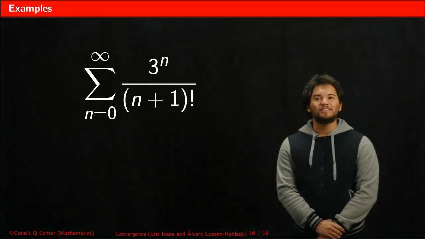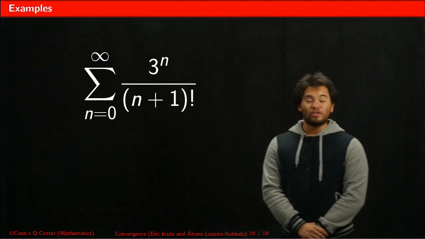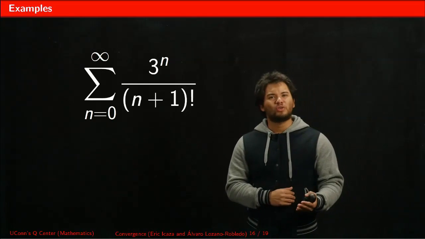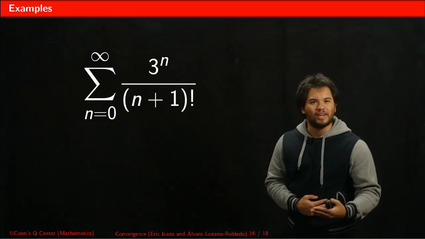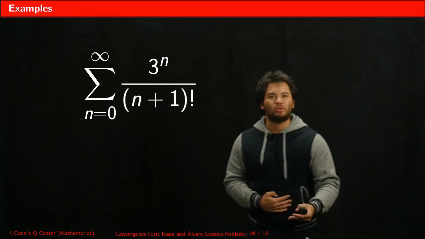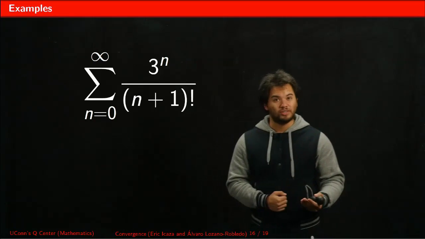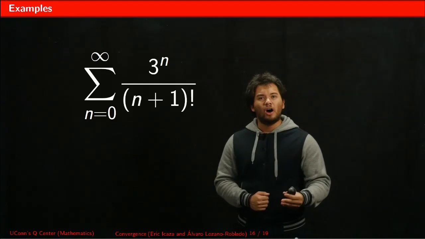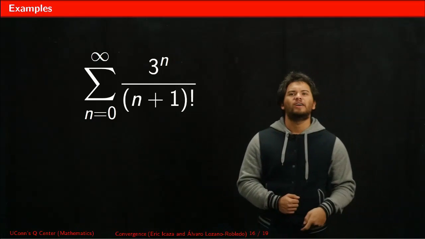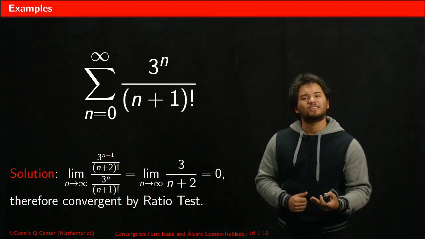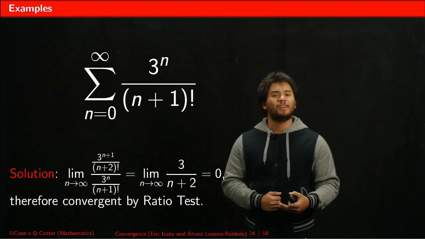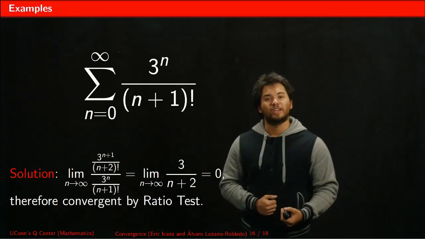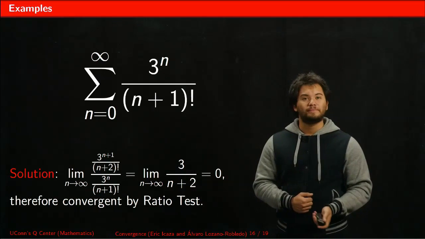Our next example is the sum from n equals 0 to infinity of 3 raised to n divided by n plus 1 factorial. Now, for me, whenever I see a factorial, that always screams out the ratio test, because the ratio test works very well with factorials. So let's see what happens when we try to use the ratio test. We take the absolute value of the limit as n goes to infinity of a sub n plus 1 divided by a sub n. Now, if we try that out, we'll get something that looks like this. There'll be the limit as n goes to infinity of 3 divided by n plus 2, which goes to 0. So this will converge by the ratio test because 0 is less than 1.